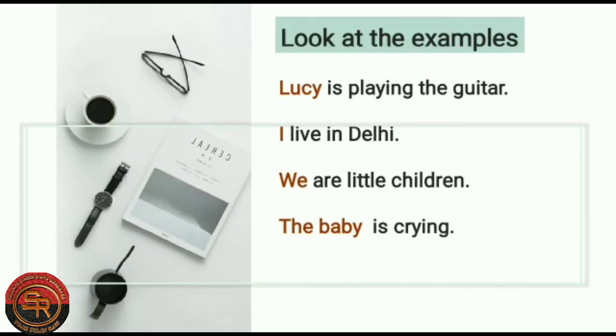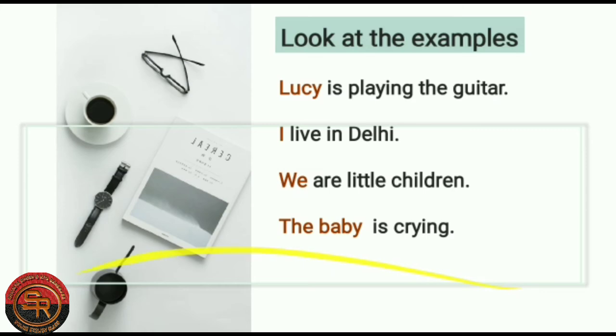So let's move on. Look at the examples. Lucy is playing the guitar. Here, who is playing the guitar? Lucy. And what is Lucy playing? The guitar. So we can understand that the subject is Lucy and the rest of the part is our predicate and object. Let's see the next question. I live in Delhi. Who lives in Delhi? I is the subject. We are little children. Who are little children? We. Next question. The baby is crying. Who is crying? The baby.